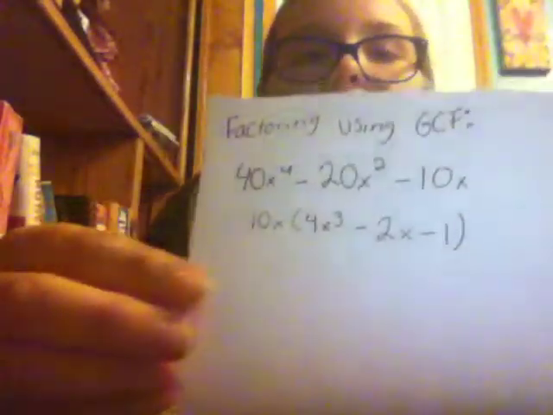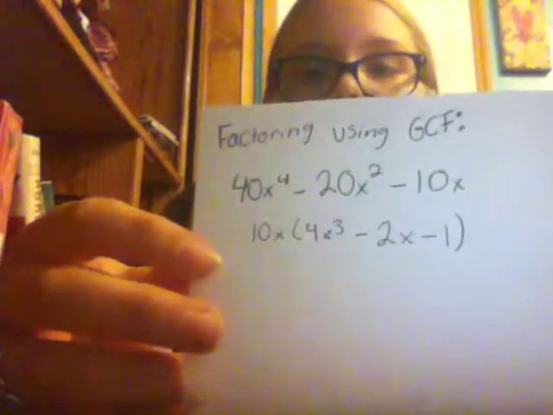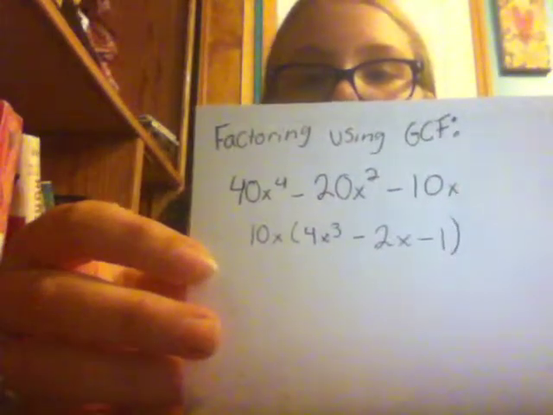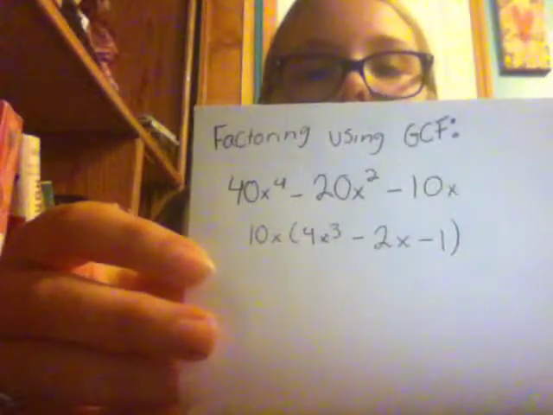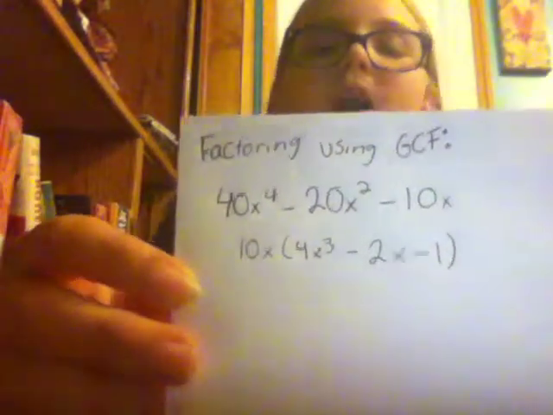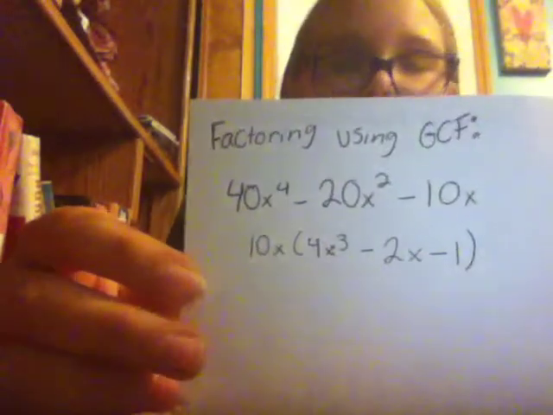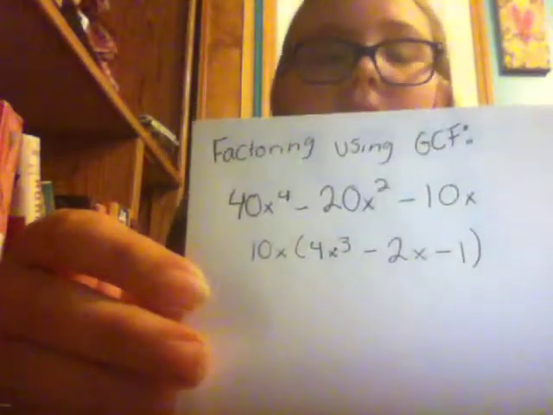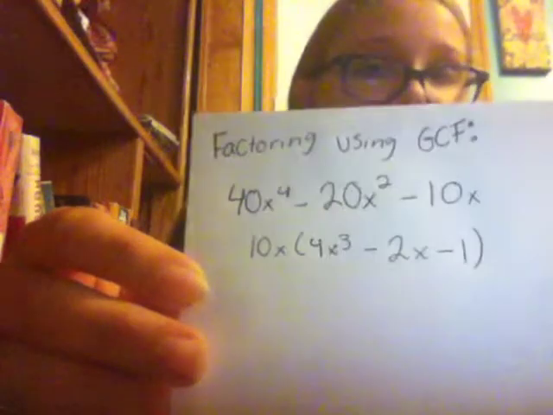So the first expression that I decided to factor was factoring using a greatest common factor. And my problem is 40x to the fourth power minus 20x to the second power minus 10x. And when you have an expression like this, you can easily find a greatest common factor. And my greatest common factor is 10x.